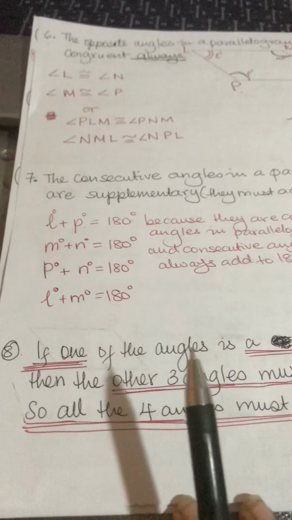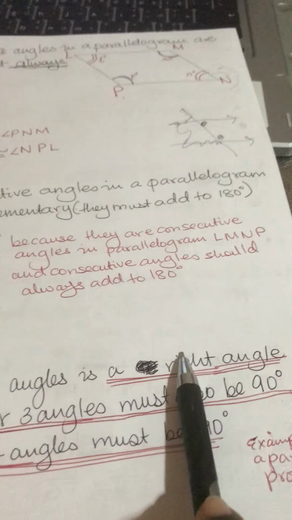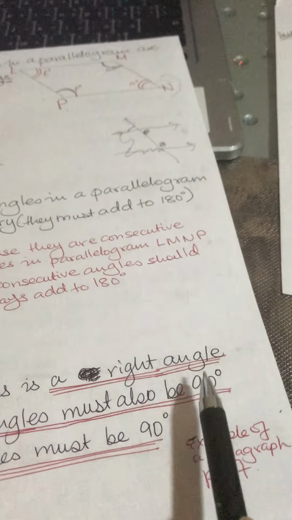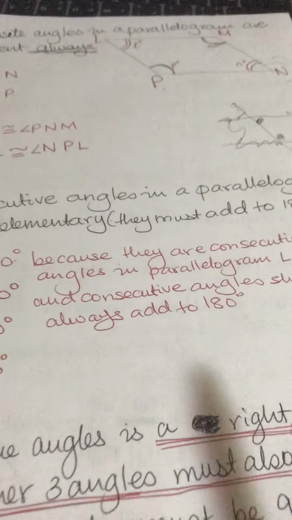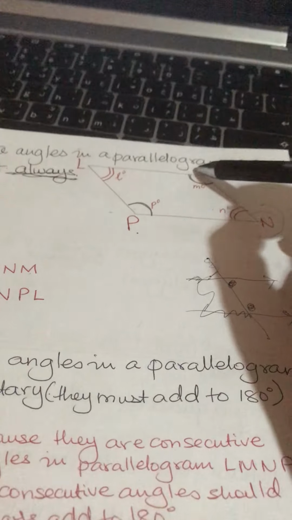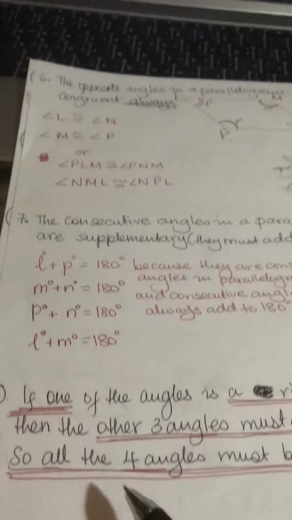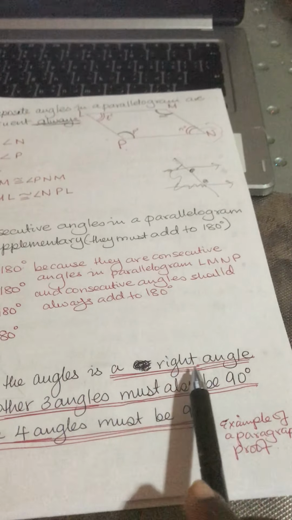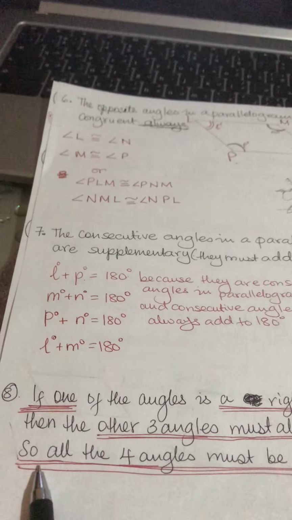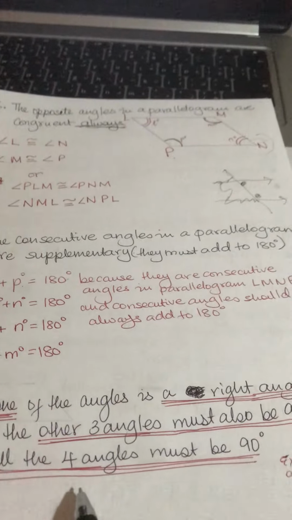All right. If one of the angles is a right angle, then the other 3 angles must also be 90. If one of the angle is 90, if I write 90 here, then everybody else must be 90. That is the rule, okay? So if one of the angles is a right angle, then the other 3 angles must also be 90 degrees. So all the 4 angles must be 90 degrees.